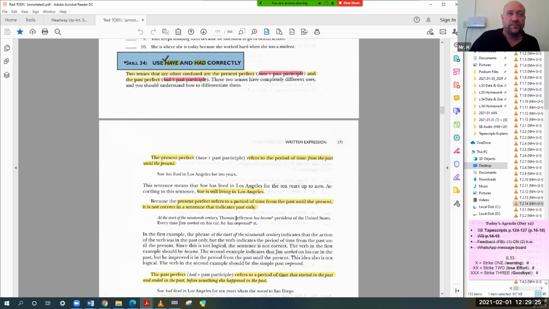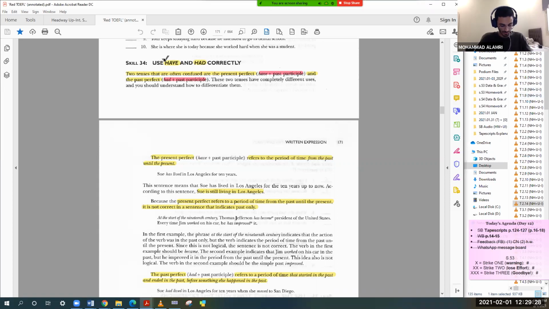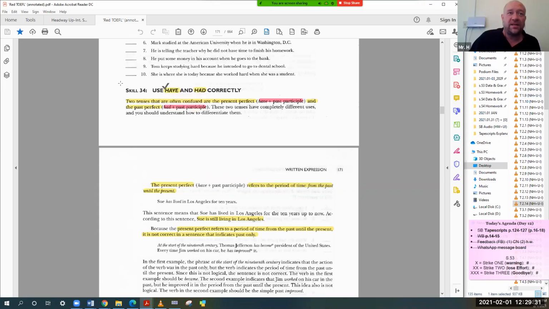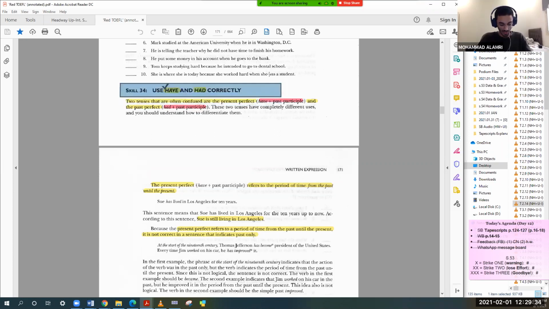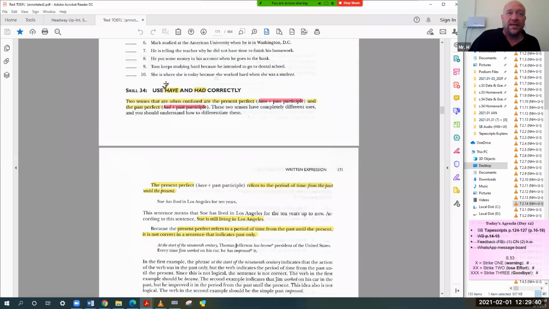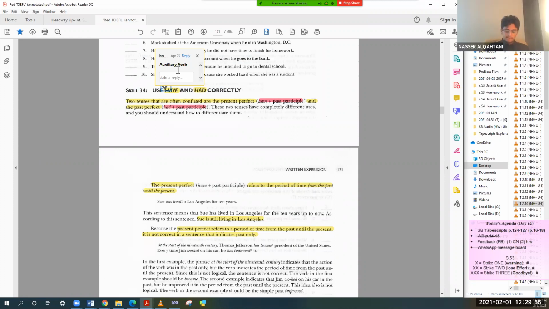Skill 34. Two tenses that are often... But what's the name of the skill? Tell us the name. You use have and had correctly. Now, it's not the full verb, gentlemen, it's the auxiliary, the helping verb. When do we need this auxiliary? Have and had. Have in present perfect and had in past perfect. That's right.